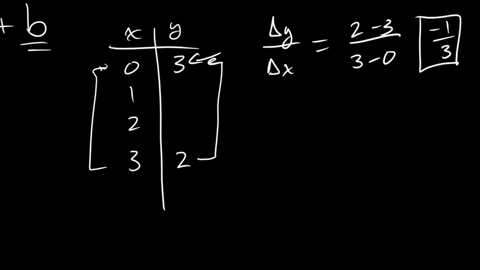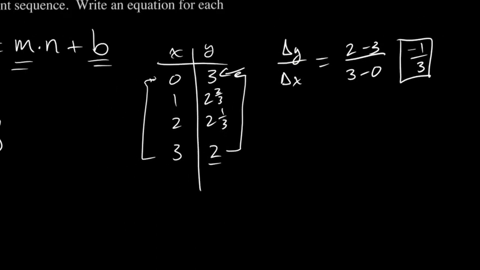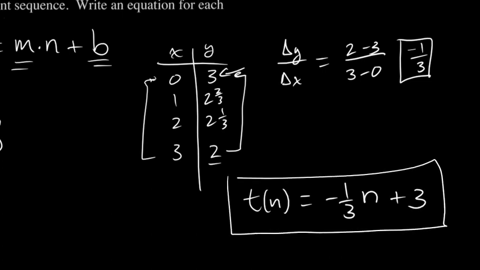So if I take 3 and I subtract a third, this would be 2 and 2/3. If I subtract another third, it would be 2 and 1/3. And if I subtract one more third, I'd be at 2. So I can see that I'm decreasing, and I see my 0th term is 3. So this sequence would look like t of n is equal to negative 1/3 times n, and then plus the number 3. And again, this has the same domain restriction, right?